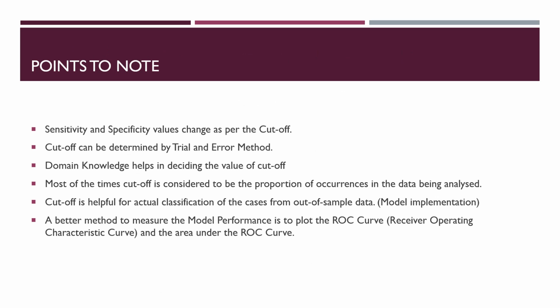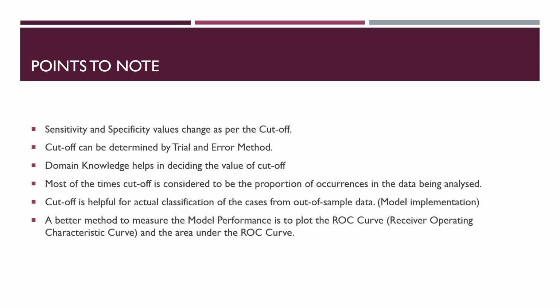Sensitivity and specificity values change as per the cutoff. Cutoff can be determined by trial and error method. At times, the domain knowledge helps in deciding the value of cutoff. This cutoff is to be applied on the predicted probabilities. So most of the times, the cutoff is considered to be the proportion of occurrences in the data being analyzed. And what we understand by occurrences is nothing but y being equal to 1. Cutoff is helpful for actual classification of the cases from the out of sample data.